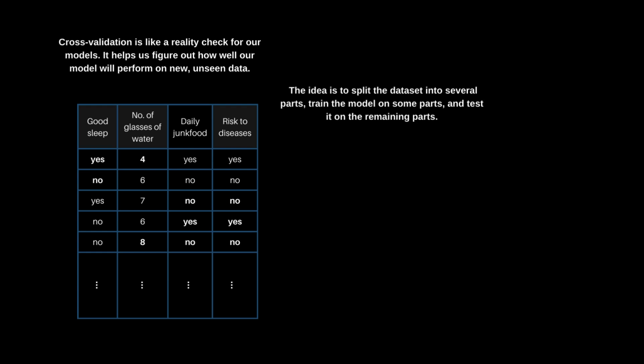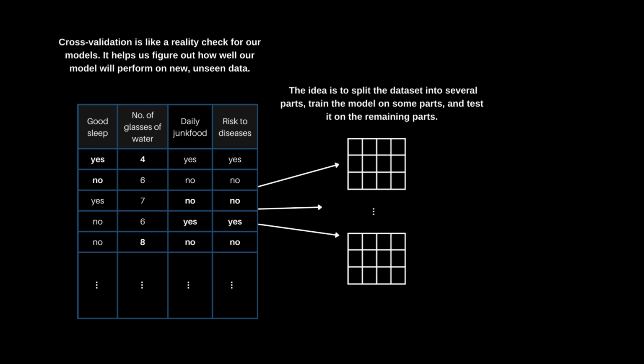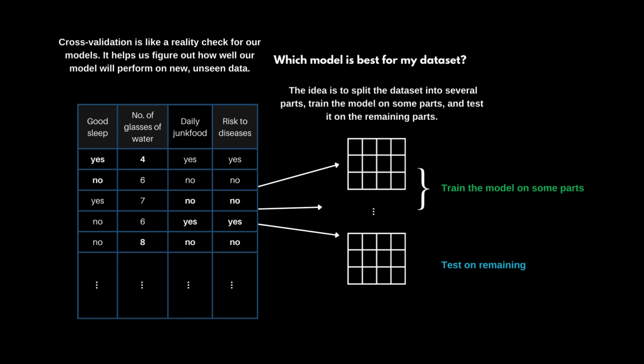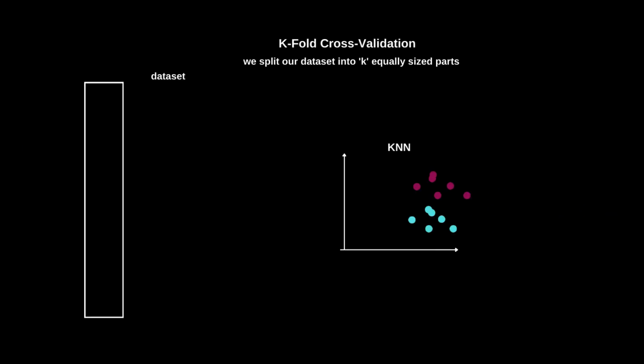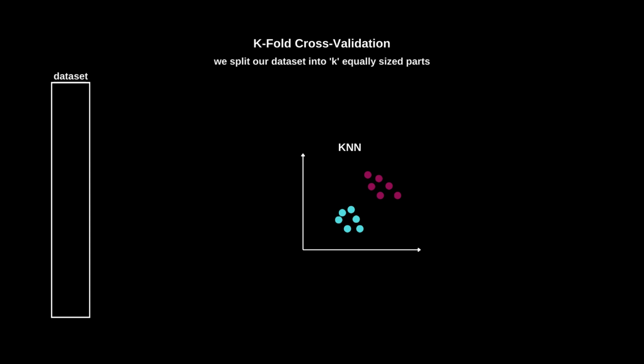The idea is to split the dataset into several parts, train the model on some parts, and test it on the remaining parts. It basically answers the question: which model is best for my dataset? So let's break it down and first see k-fold cross validation.